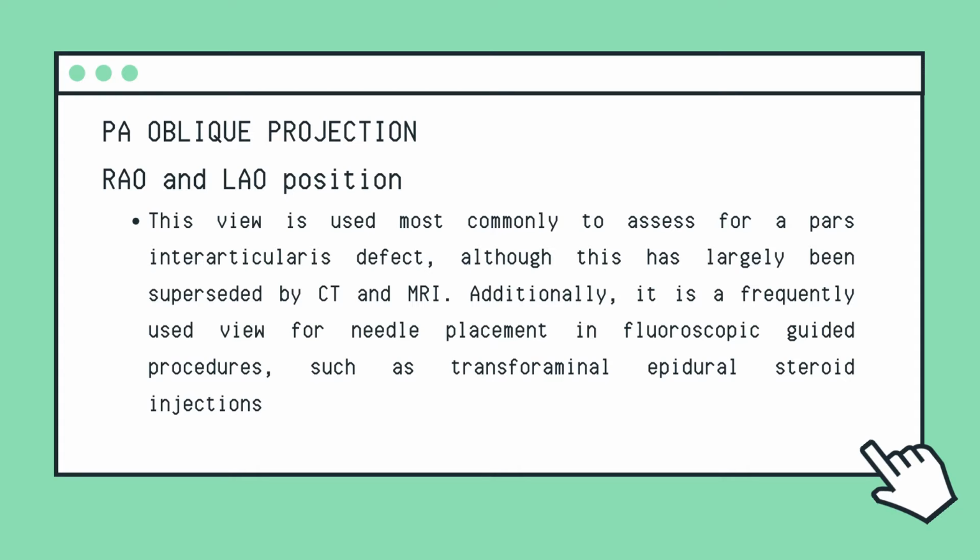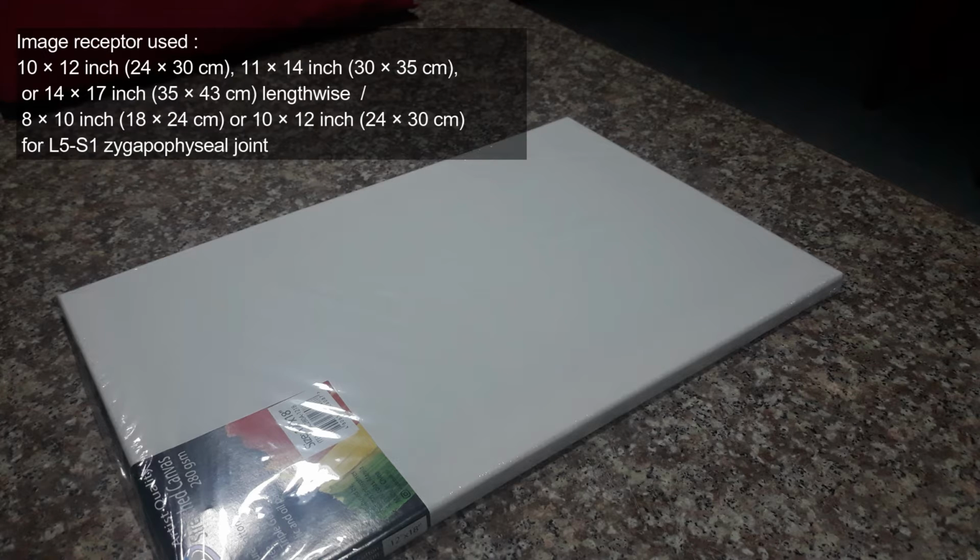The image receptor to be used is a 10 by 12 inch, 11 by 14 inch, or 14 by 17 inch image receptor, which is oriented lengthwise. For the L5 to S1 zygapophyseal joint, the image receptor to be used is an 8 by 10 inch or 10 by 12 inch image receptor.